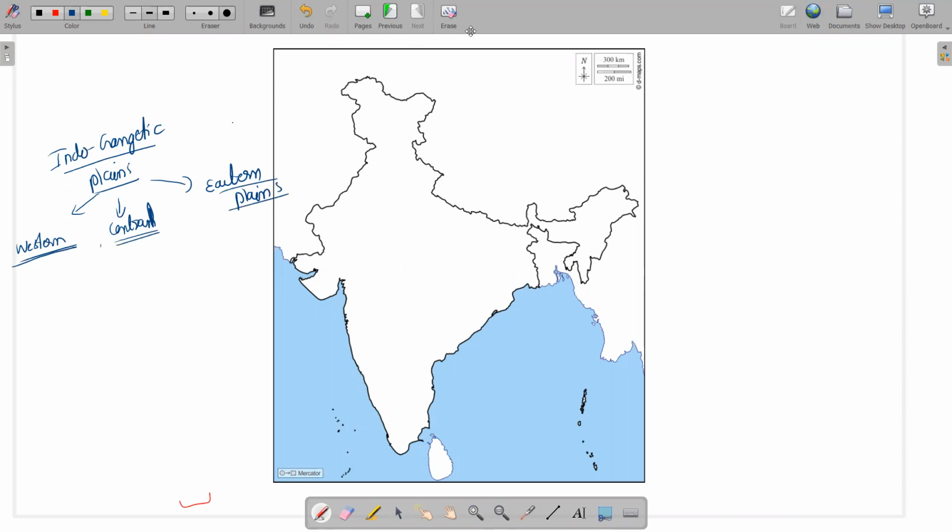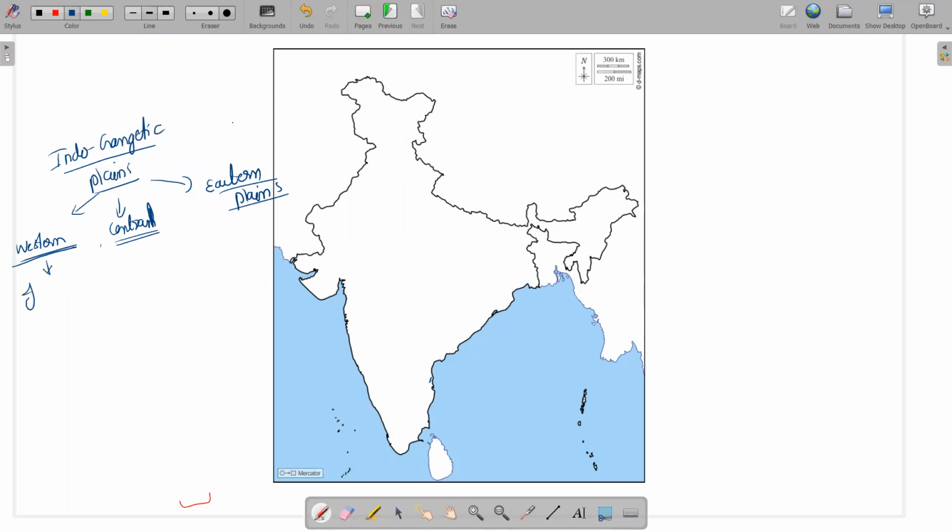Now the difference between the coastal plains and these plains is that these plains are present on the inner side of India. These are the plains present in the inner side. Coastal plains are present near the coastal areas. These plains are not like that. These are present at the center of India. So Indo-Gangetic plains, total 3 types of plains are there: western plains, central plains, and the eastern plains.